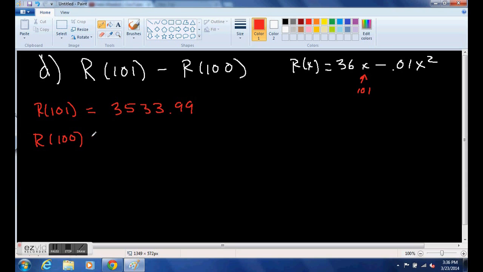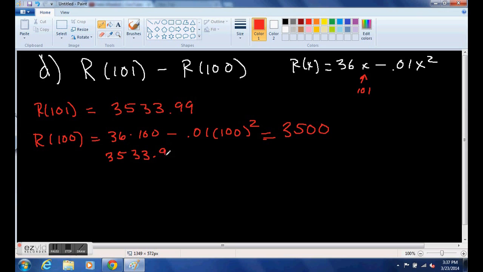And R of 100, if you plug 100 into this, I'll write a few more steps for this one. Sorry if I shortchanged you on the revenue function evaluated at 101, there was a step in between that I didn't show last time. This is 3,500. So evaluating R of 101 minus R of 100 is going to be equal to 3533.99 minus 3,500, which is $33.99.